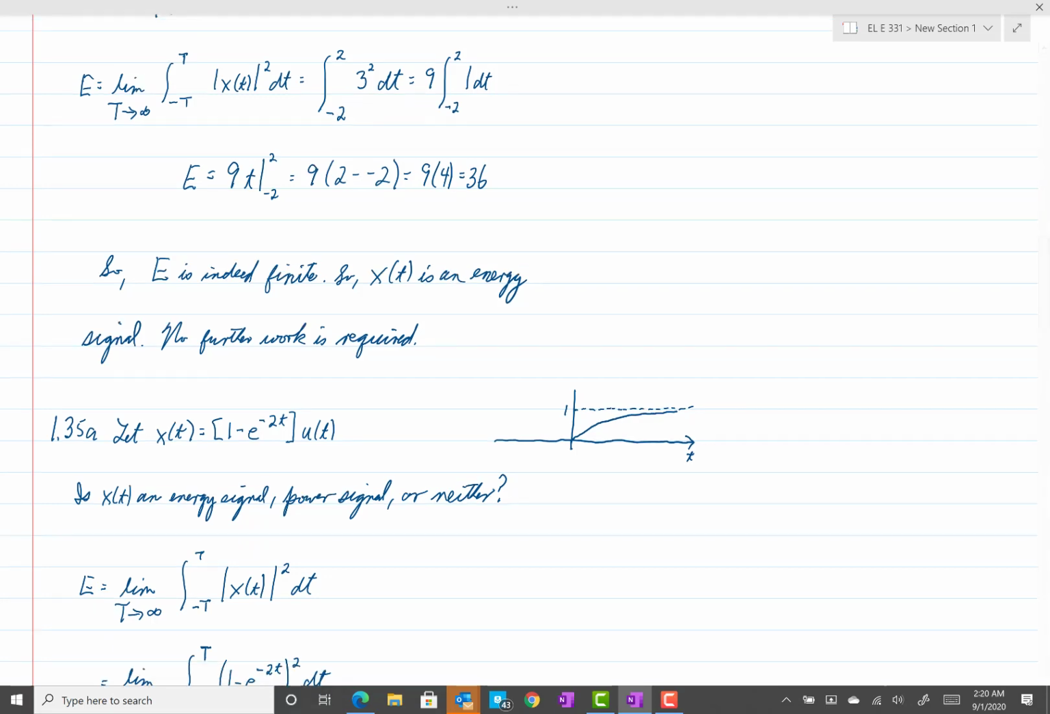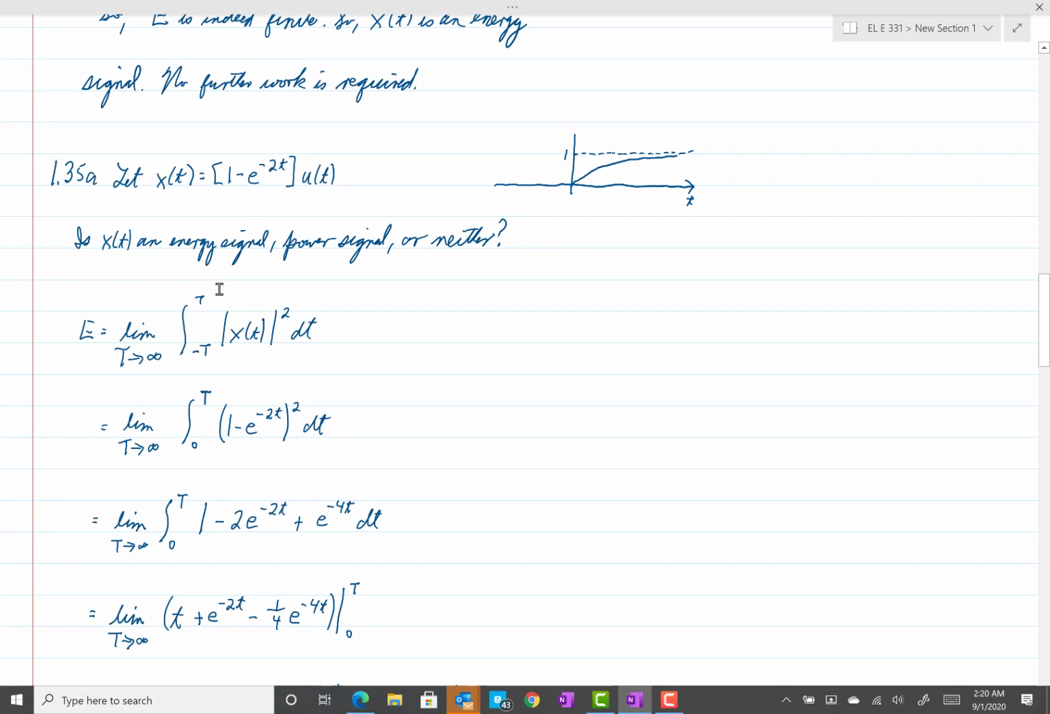Okay, so once again, since our goal is to determine whether x of t is an energy signal, a power signal, or neither, the first thing we will do is to check its energy. So as before, the energy is equal to the limit as T goes to infinity of the integral from negative T to T of the magnitude of x of t squared dt. So in this case, that becomes the limit as T goes to infinity.